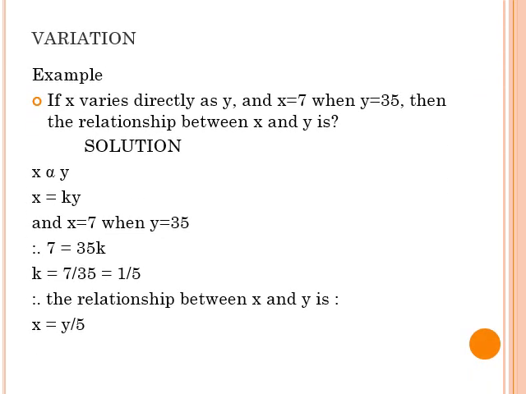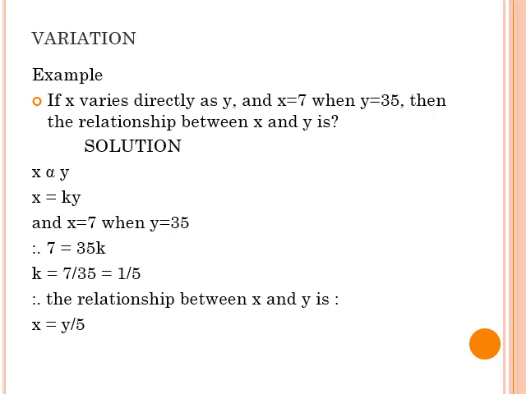Variation. It says: if x varies directly as y and x is equal to 7 when y is 35, then the relationship between x and y is what?